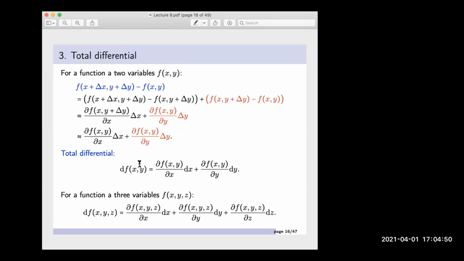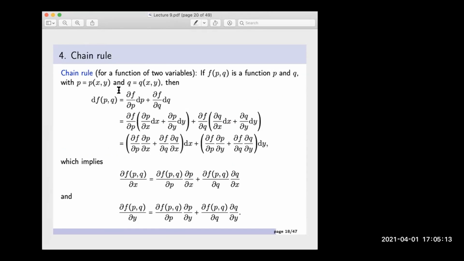Let's look at this again. If you have a function of x and y, then the df would consist of two parts. Derivative in x times dx, derivative in y times dy, right? Now, the only thing that we change is the notation. We change x to p, change y to q. So you have a function of p and q. That's just the change of notation. The function doesn't change, only notation changes. Then we change x, y to p, q. Then we get this formula, total differential.